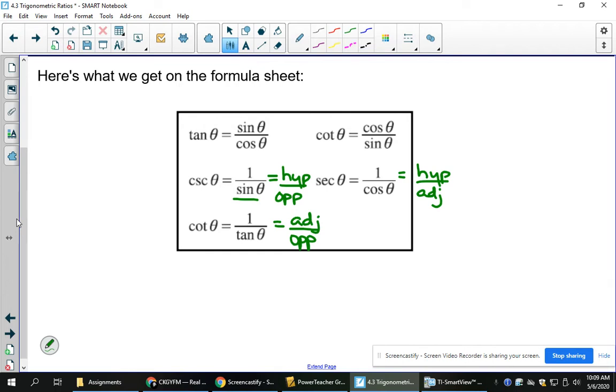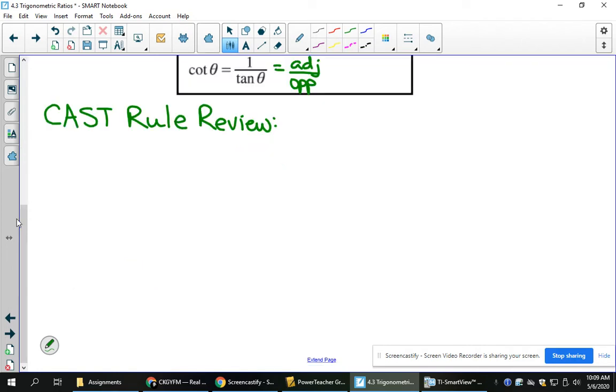One other thing I'd like to review before we move on here is something called the CAST rule. I once had a very hilarious student who got this whole section on his 20-1 exam wrong because he remembered cats, as in meow, instead of cast. So make sure that you spell it right. And what this rule tells us is which primary trig ratios are positive in which quadrant.